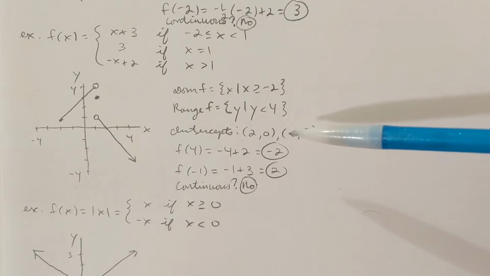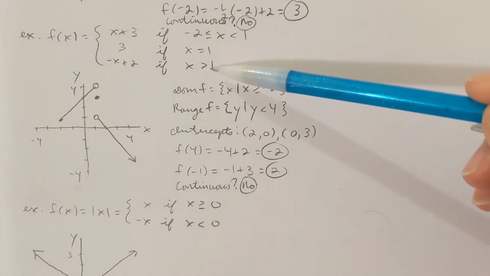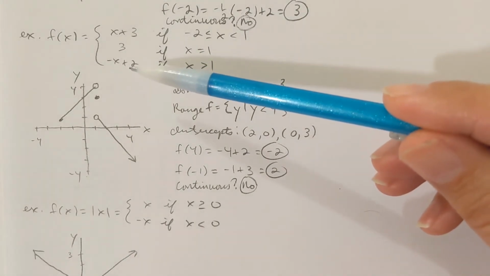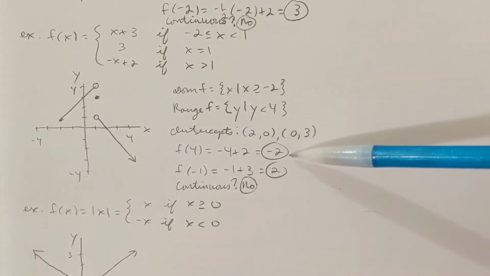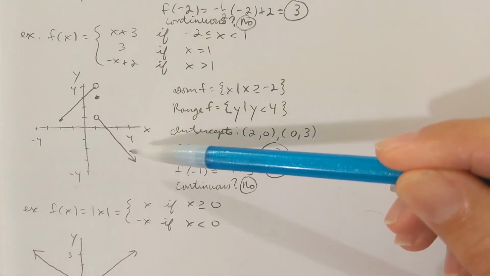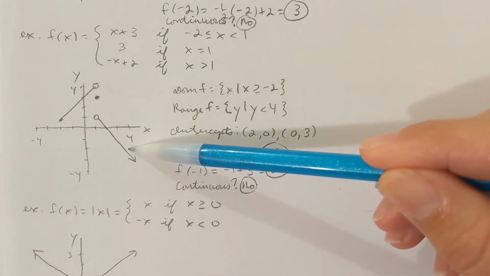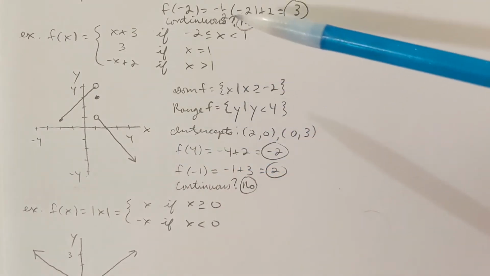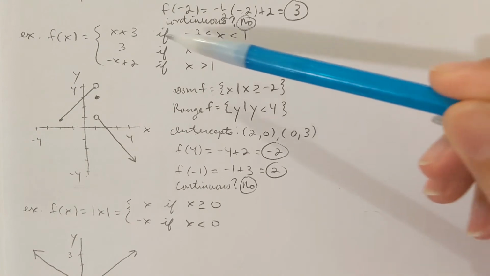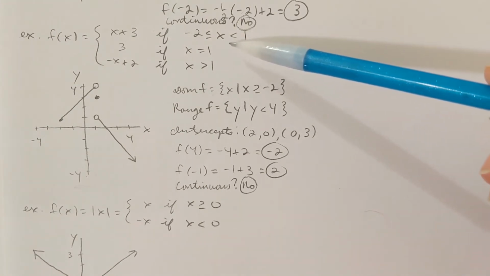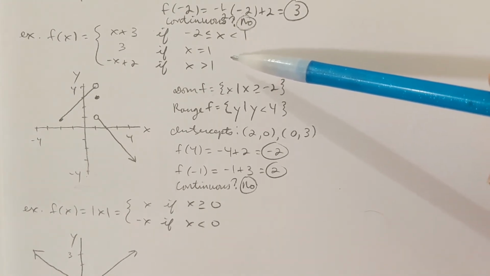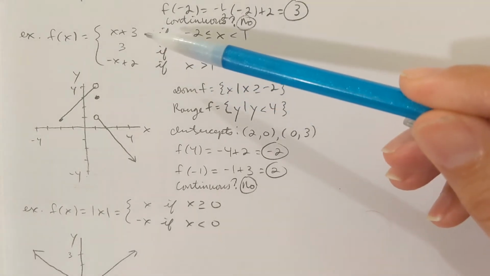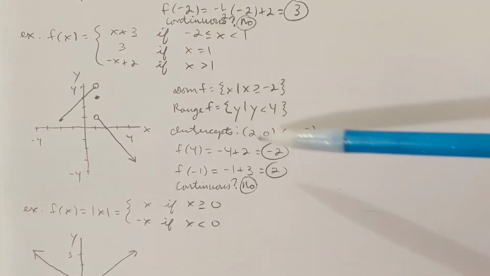F of 4: 4 is bigger than 1, so -4 plus 2 is -2. Just to check, yeah, here's (4, -2). When x is -1, -1 is between -2 and 1, so I need to be using piece 1. -1 plus 3 is 2.